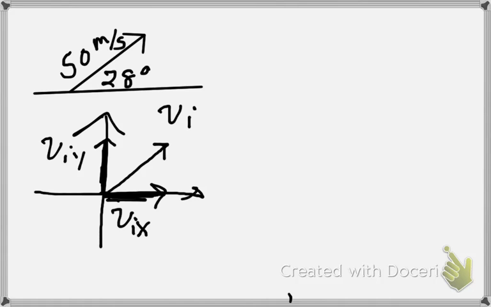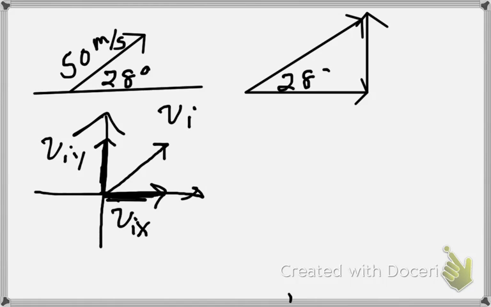So if I turn this into a triangle, I have the velocity in the x going that way, I have the velocity in the y going that way, and I have the direction of its initial velocity. So that's 28 degrees, and it's fired at 50 meters per second.